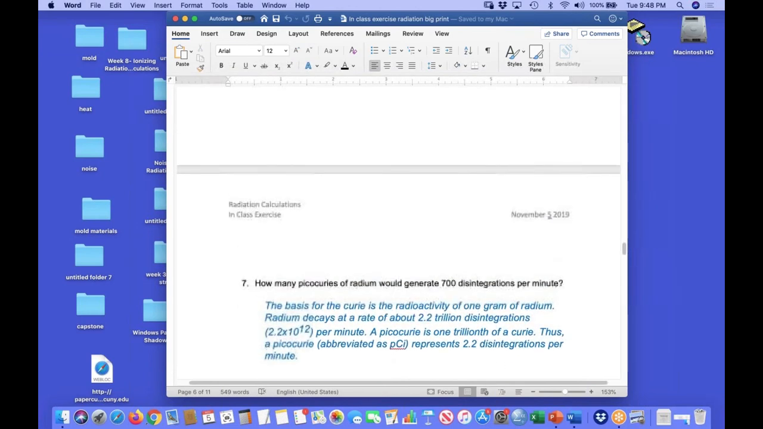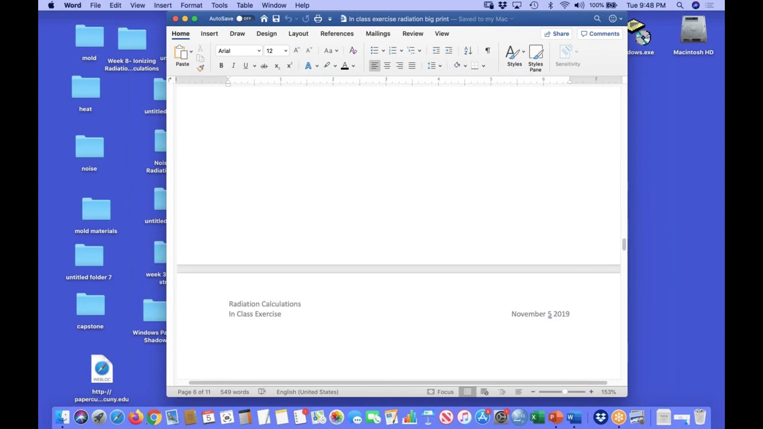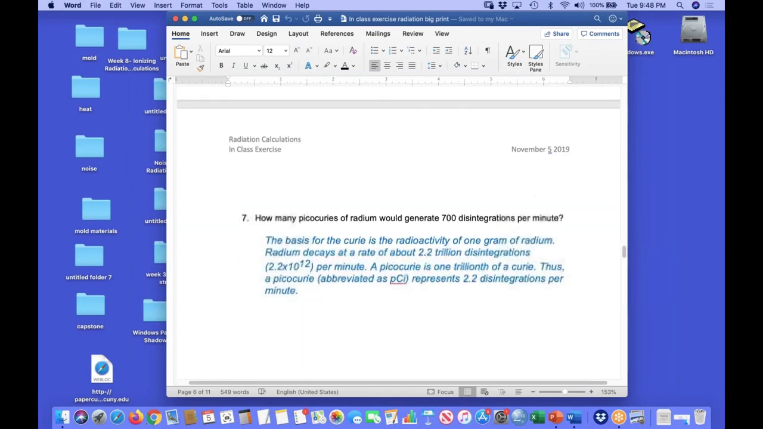Okay, just so you can check yourselves, the answer to number six is 2.3 times 10 to the minus 25th rem per hour, right? Which makes sense. Enormous amount of shielding there.